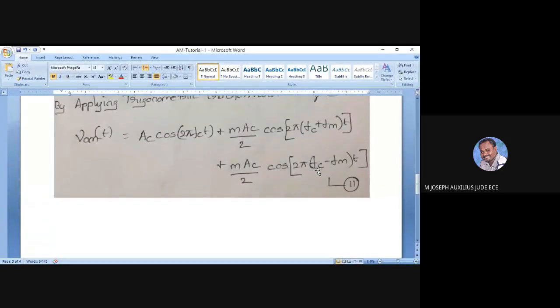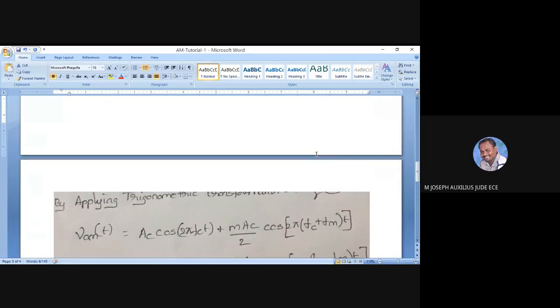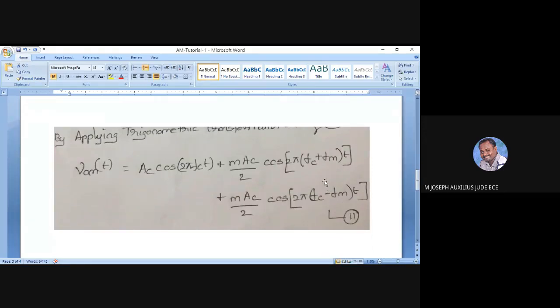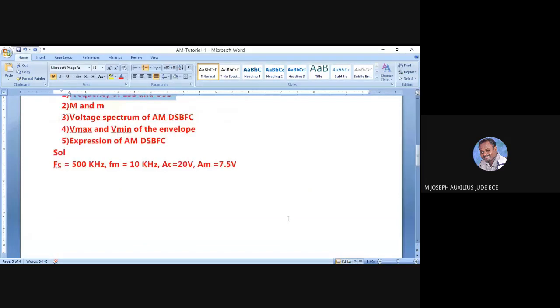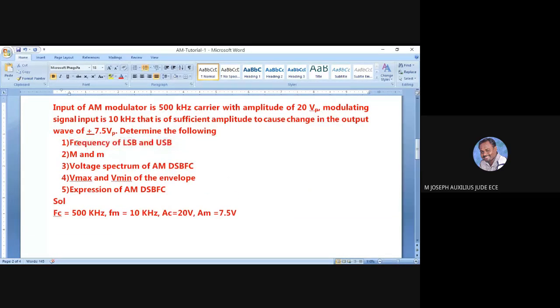So is equation 11 displaying on your screen? Yes, sir. So the frequency of the lower sideband is what? fc minus fm. The upper sideband is fc plus fm. Because you know that in the voltage spectrum you have 3 things. Left hand side, fc minus fm. Center frequency is what? fc. And right hand side, the upper sideband is what? fc plus fm. Am I right? Shall we move on? Okay. So I had to find out the first one, the frequency of the lower sideband.